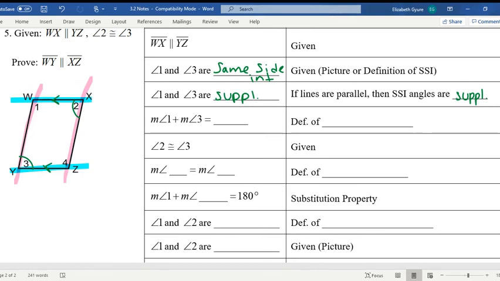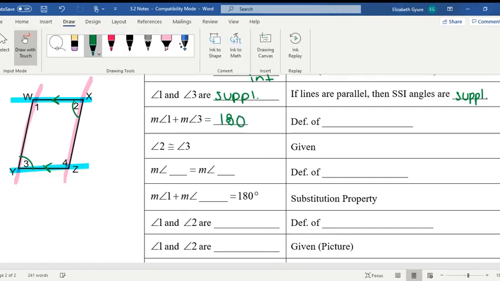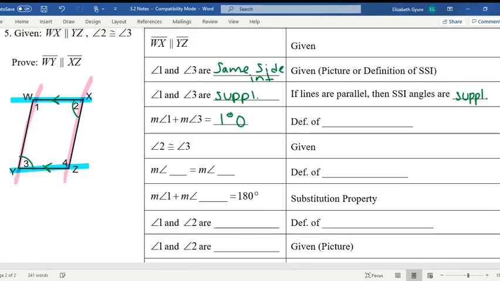We had supplementary angles, which means we can say angle 1 plus 3 is going to add up to be what? 180. Good. And then over here, I'm giving you a hint that that's a definition. What would that be the definition of? Yeah, good. Definition of supplementary angles. Okay, good.